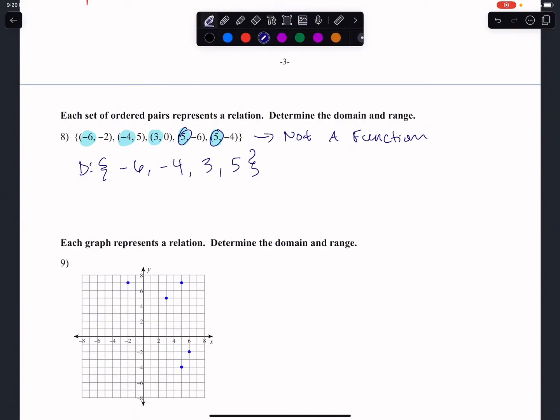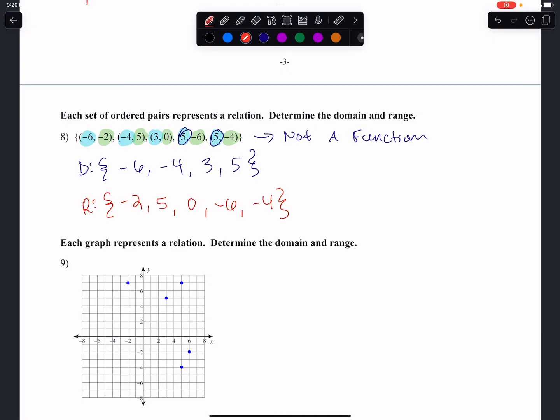All right, so our range is going to be all the y values. That's this one, this one, this one, this one, and that one. So let's write down those numbers: -2, 5, 0, -6, -4. That is the range. And then again, if you want to reorder them from smallest to greatest, you can do so. But as long as you have all 5 of those numbers, you should be fine. Ask your teacher what they would prefer.